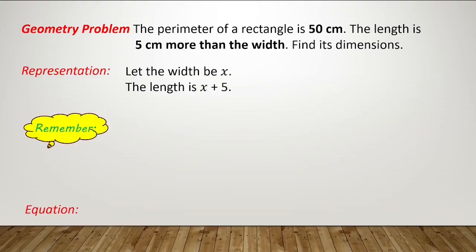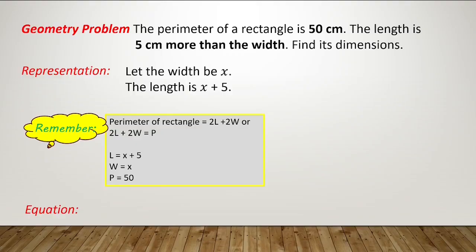And then for the equation, let us remember the formula for the perimeter of a rectangle. That is 2L plus 2W, which is equivalent to P. In our problem, the length is represented by x plus 5 and the width is represented by x. And P is 50. So the equation will be 2L, which is 2 times x plus 5, plus 2W, which is 2x, is equivalent to 50.